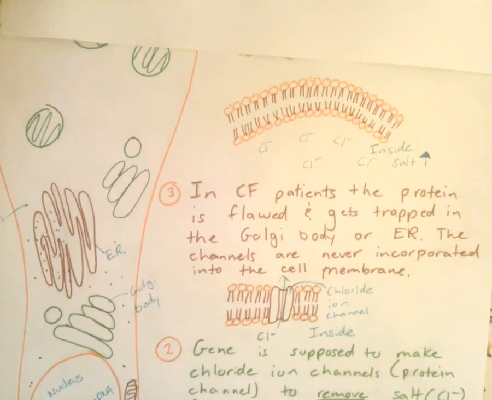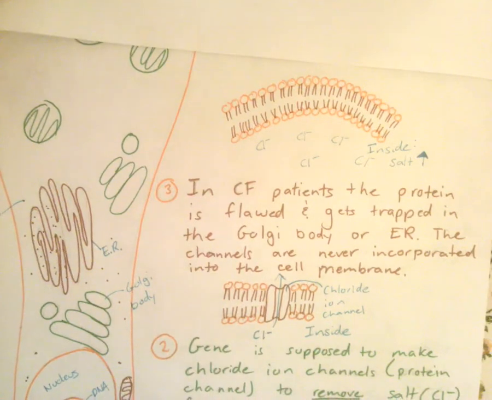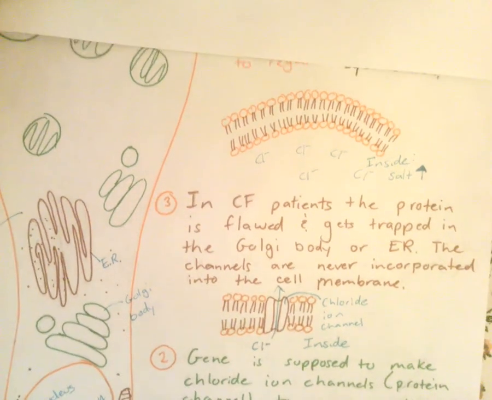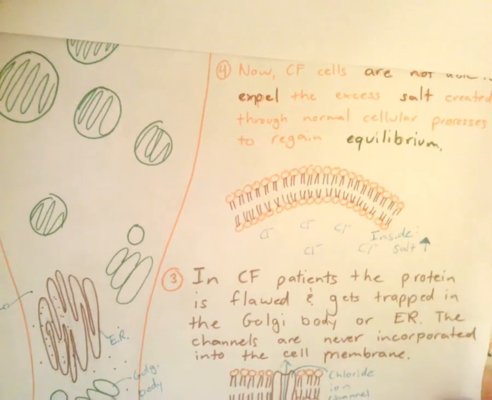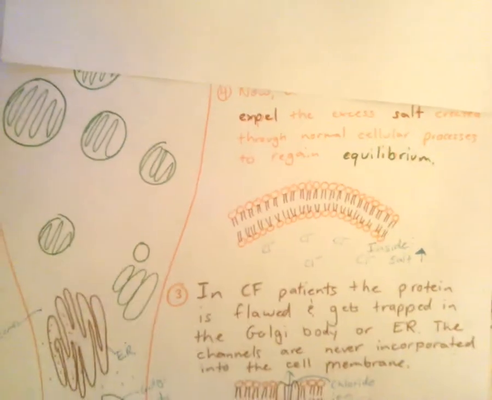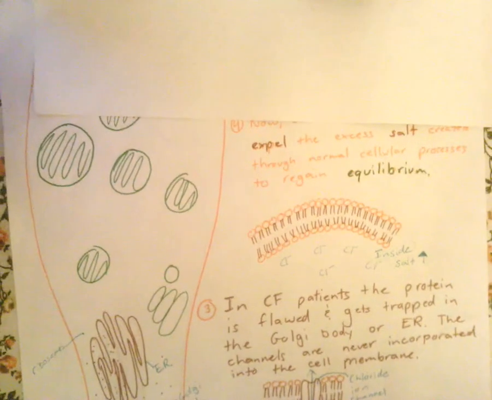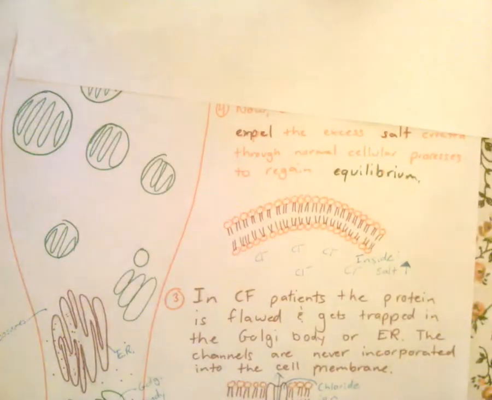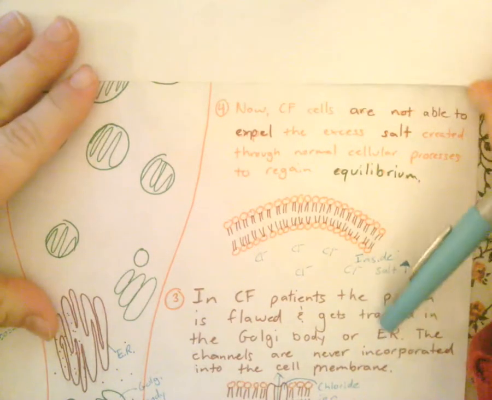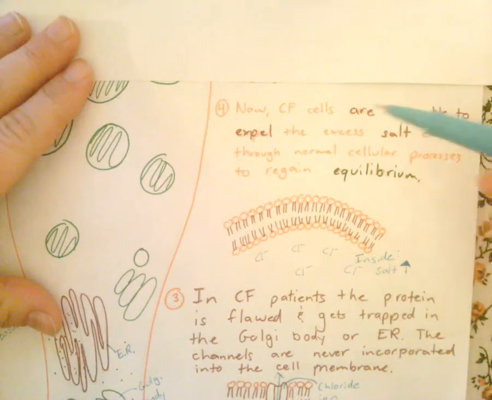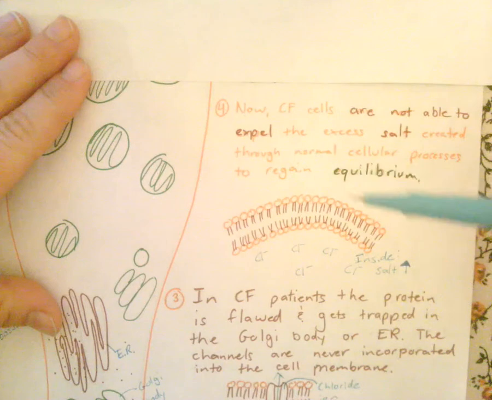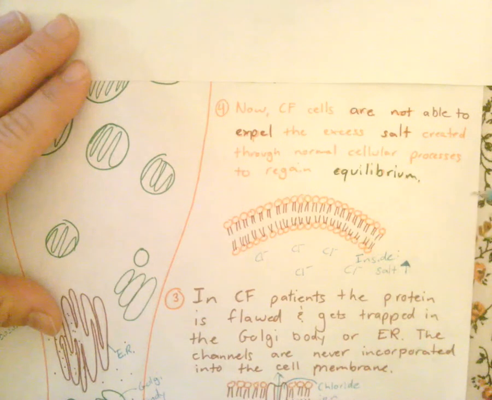Now remember, when we have those charged particles, the charged particles just cannot make it through that cell membrane, so they're getting stuck in there. And now the problem's going to build, all right? So the problem's kind of building and building as we go here. So we get salt built up within our cell. So now the cystic fibrosis cells are not able to eliminate any of that excess salt created through normal cellular processes.